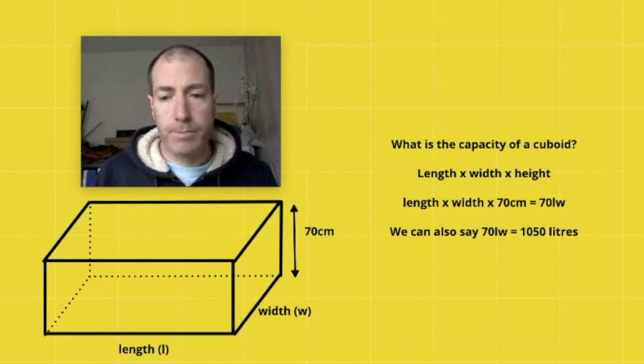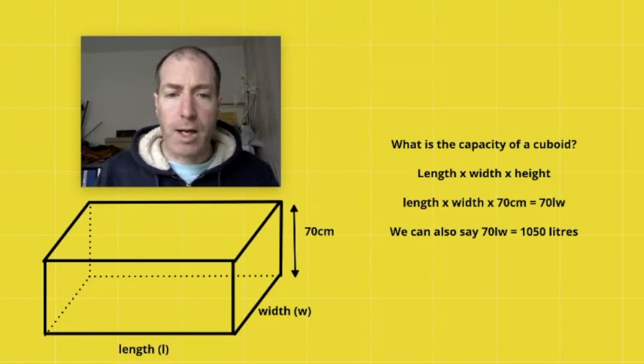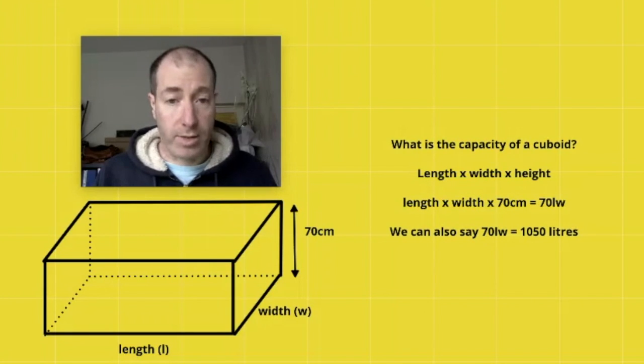Let's see why. So length times width times height is capacity. Length times width times 70 is also capacity. L times W times 70 is capacity. So we can also say 70 LW is capacity. We can also say 70 LW is 1,050.